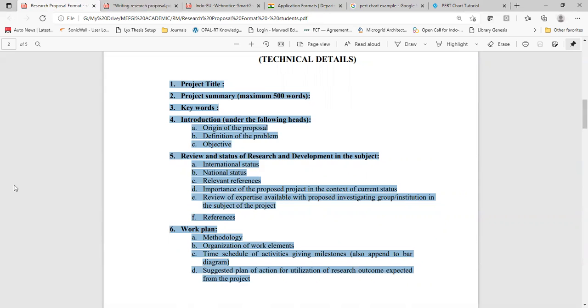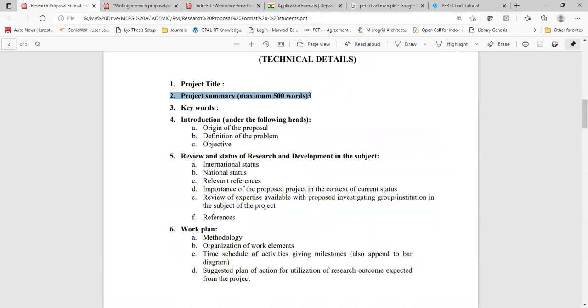Remember, it should be specific and written in minimum words. For example, the entire project summary and everything, they are covered in 500 words only. 500 words means it hardly takes 1.5 page. So the summary of the entire project should be covered in 500 words. You may write up to 300 words. No need to go beyond that.